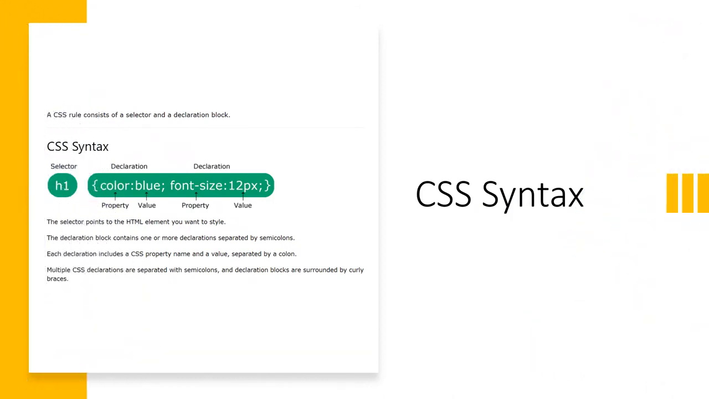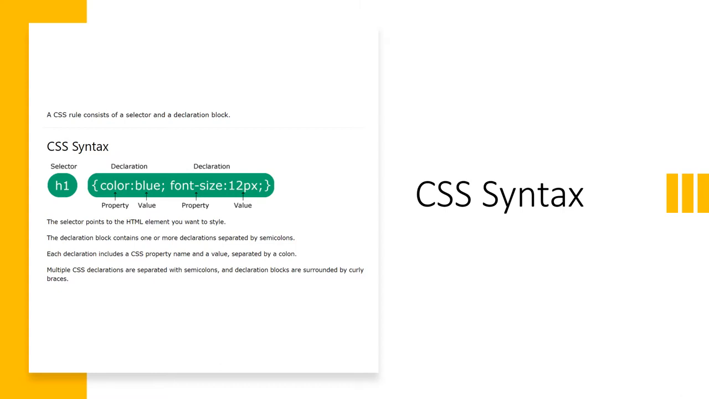Now we will go through the CSS syntax, how to add stylings for your web page. What is the syntax we have to follow? Just see here. A CSS rule consists of a selector and a declaration block. We use a selector for applying any style to your HTML page. A selector is nothing but what type of element you are going to select and give the particular style.